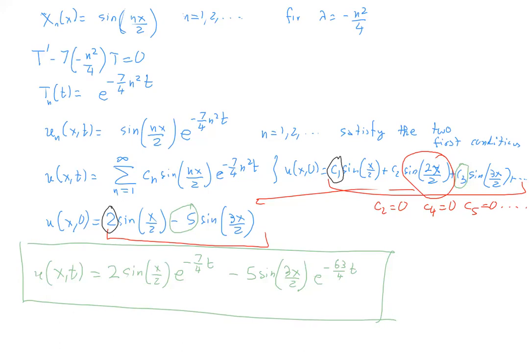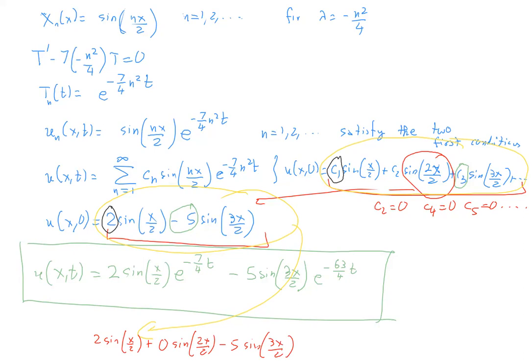Yeah, you will have to match them. So in some sense, this sum right here should completely match that one. And the only way you can match that one is if you think of this one as what? As 2 sine of x over 2 plus 0 sine of 2x over 2 minus 5 sine of 3x over 2 plus 0 times sine of 4x over 2, and so on. So the way that these things will match is exactly if the coefficients of the same sines coincide.